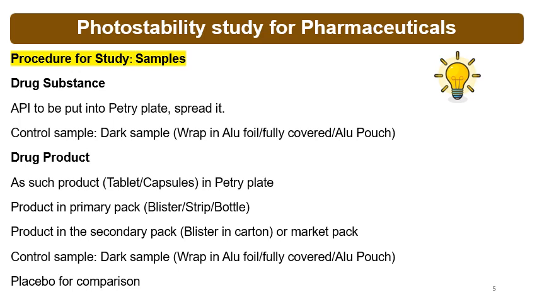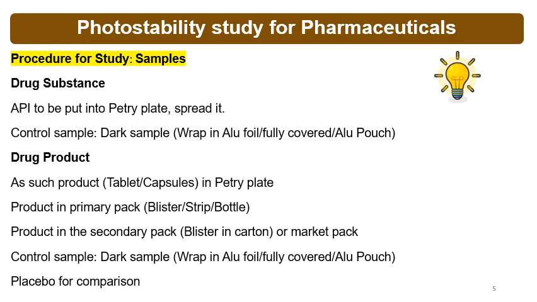In a simple way, the dark sample should be put with the exposed sample so that you can compare the effect of light on the dark sample and the exposed sample. The dark sample can be prepared by wrapping it in aluminum foil or covering it fully, or you can store the API sample in an alu pouch so that there is no light exposure and you can compare the effect of light.